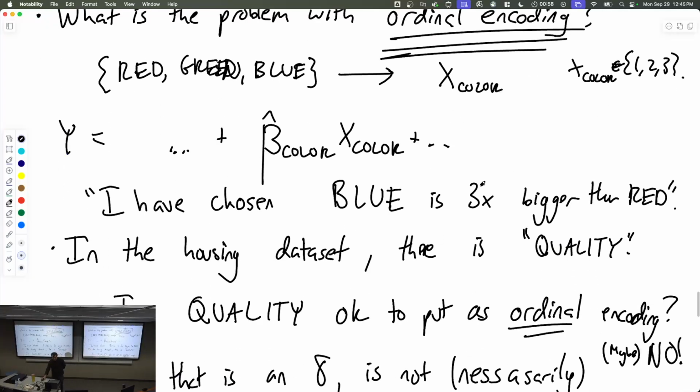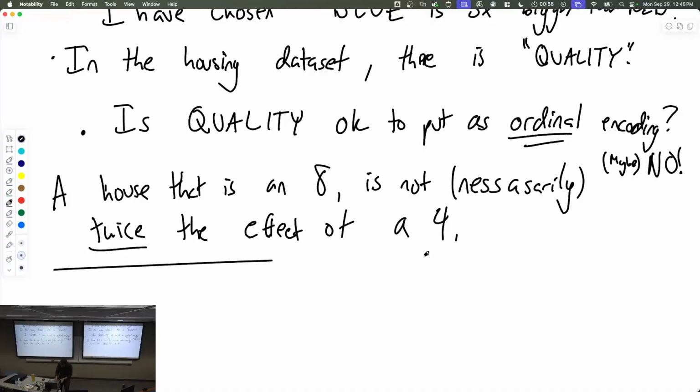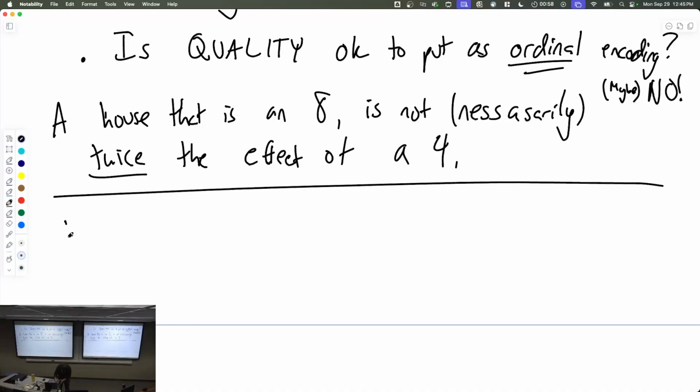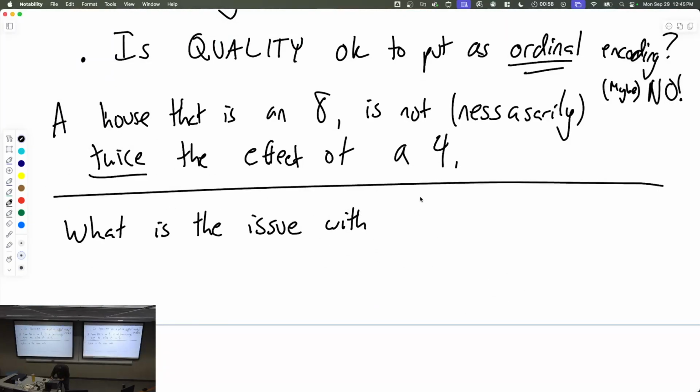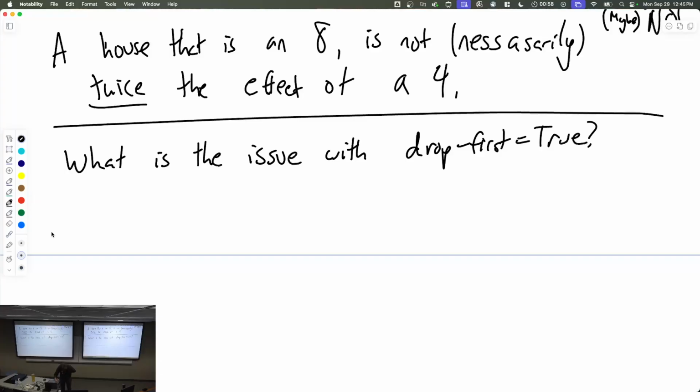Okay, the other type is one-hot encoding, and one-hot encoding also has some issues. In particular, I'm going to talk about what the issue is with drop first equals true. And I will tell you, there is a mathematical equivalence between drop first and not if you include all the variables.